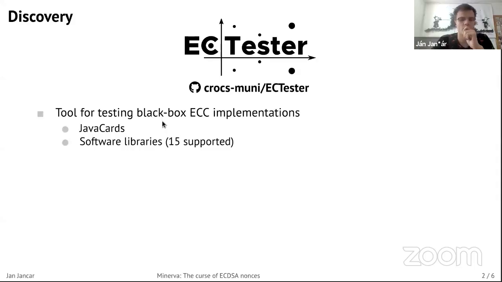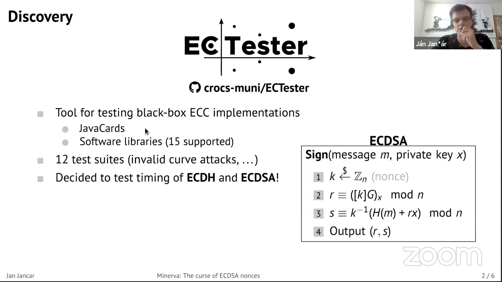So the story begins with the ECTester tool, which is a tool for testing black-box ECC implementations that we developed. It targets Java cards and software libraries, and it has many kinds of test suites that you can imagine. And by the end of implementing all those test suites, we also thought of testing timing. So we tested timing of ECDH and ECDSA. I will stop here and shortly introduce ECDSA. In ECDSA signing, the signer first generates some random nonce, then does the scalar multiplication of the random nonce and the generator, and then some modular arithmetic with the private key and these values, and finally outputs the signature, right?